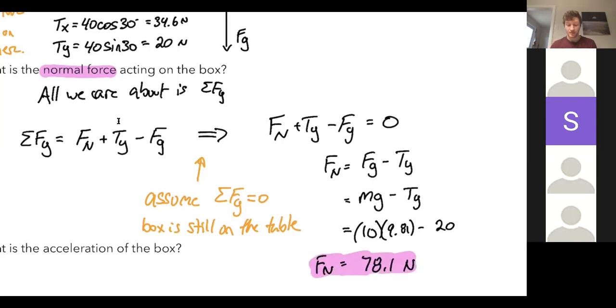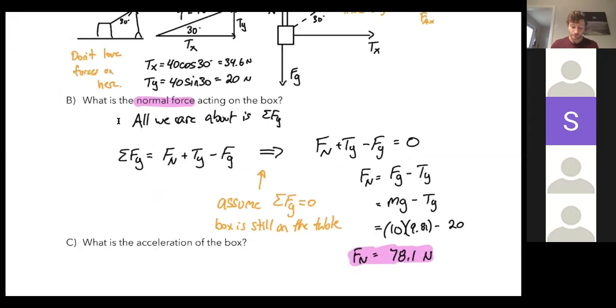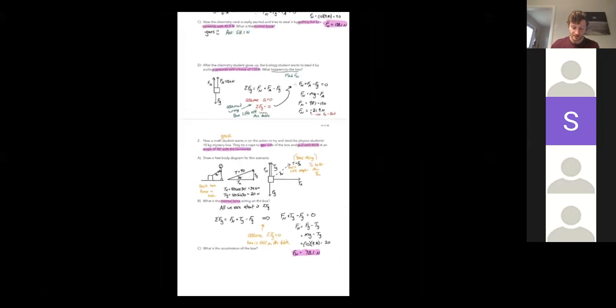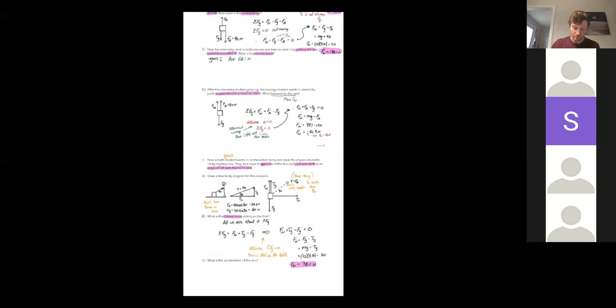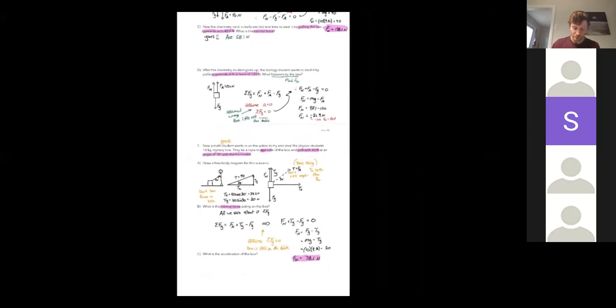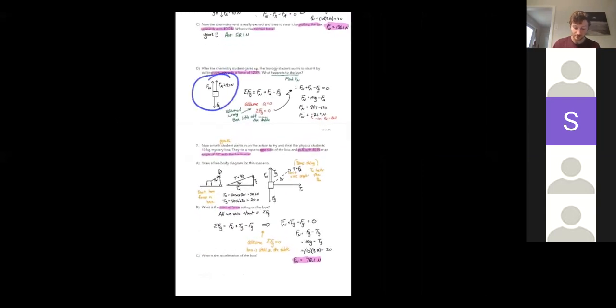There we go. Virtually identical to this question, except our applied force in part D was big, which gave us a gross normal force. In this case, our applied force, the y component, is only 20. So it's not big enough to make anything happen, so it's still on the ground, okay?